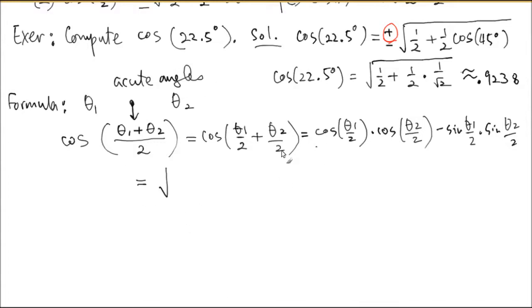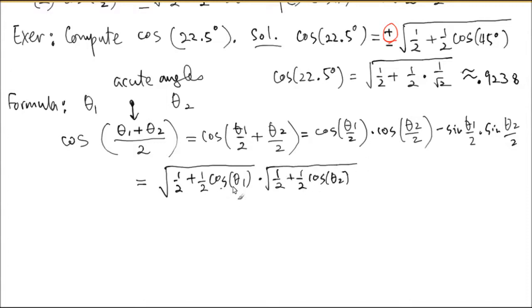What was the cosine half angle? Cosine theta 1 is 1/2 plus 1/2 cosine theta 1. Is that right? Cosine theta 2 is similar, just 1/2, 1/2, just a subscript change. If you look at this one, 1/2, 1/2, we know this value. We have calculated theta 1, theta 2 previously, so we can just stick it in there and calculate again.